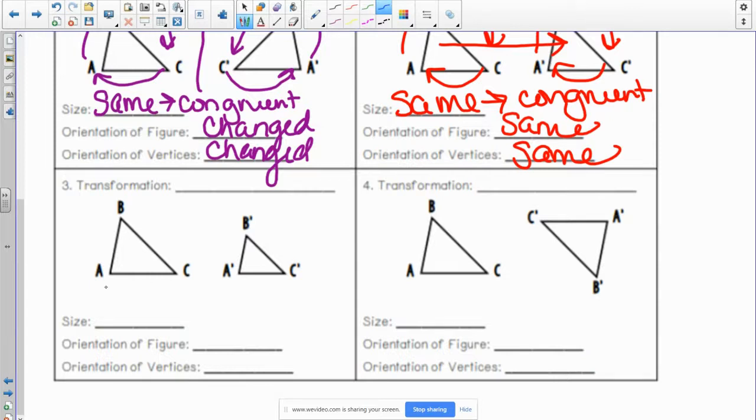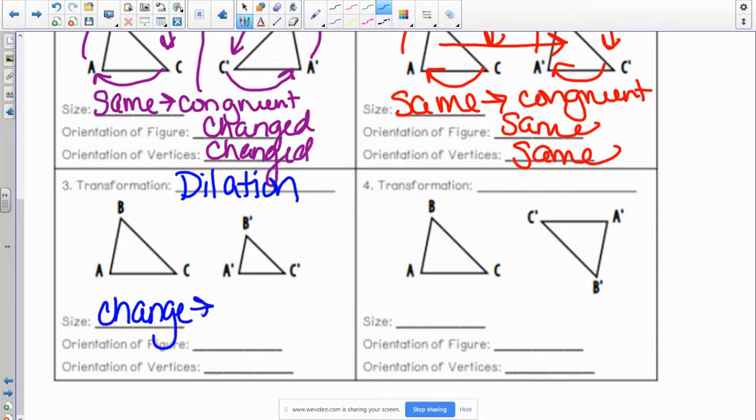We have ABC, and A prime, B prime, C prime got smaller. So that one's a fast one to know. That has to be dilation. So the size definitely changed. Hence, that's what dilation does. It either enlarges it or it reduces it. So the size has changed.